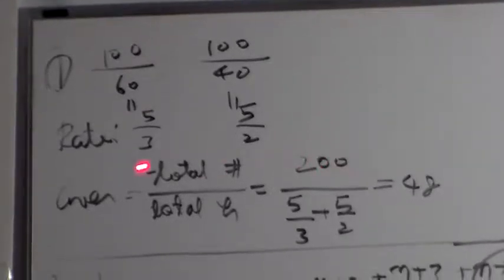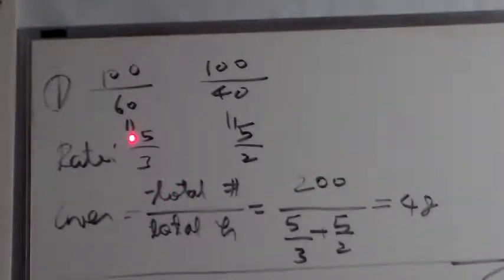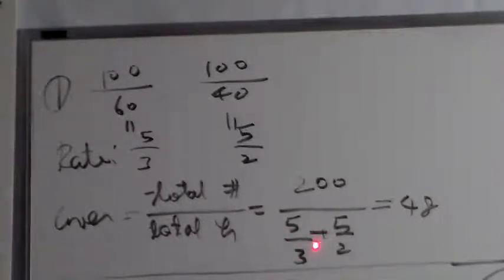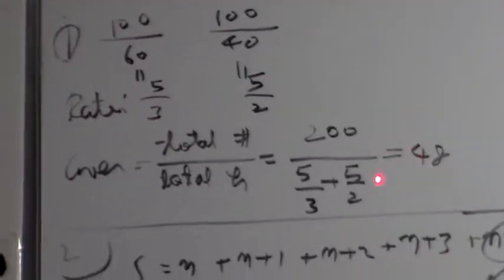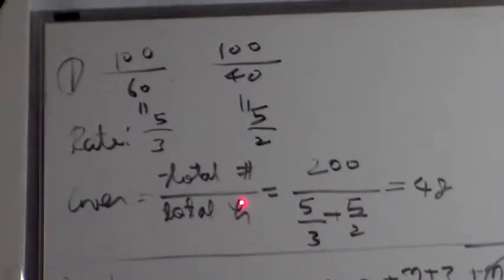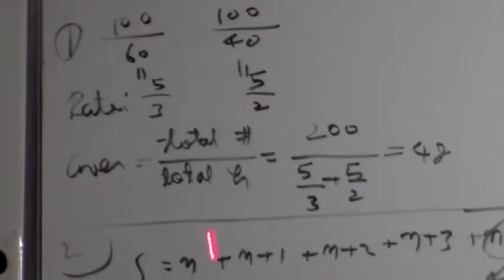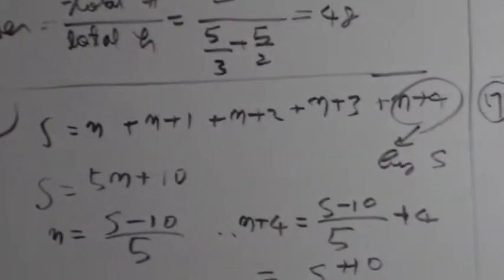Okay, so the first one is 5/3 hour plus 5/2 hour. So 200 divided by 3/5 plus 5/2 is 48. Okay, making sure total divided by total hour. That's going to be average.